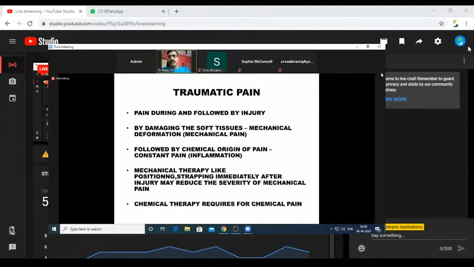That's the inflammation pain. So mechanical therapy, like positioning and strapping immediately after injury, may reduce the severity of the mechanical pain, because the tissue is injured. Once you position and give support and strap, it will reduce the severity, but still the pain will be present. It will reduce the severity but will not completely abolish the pain. But once you switch on to the chemical pain, even if you apply all this mechanical therapy, it will not have much role.